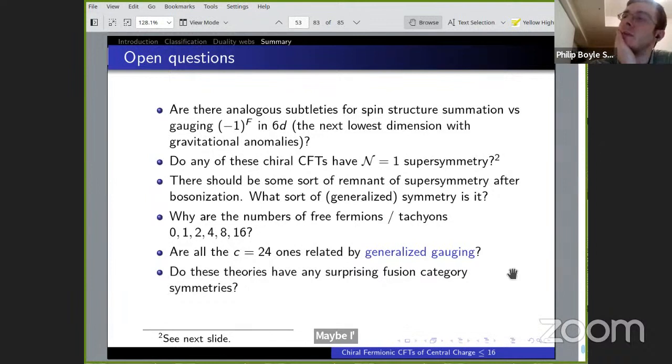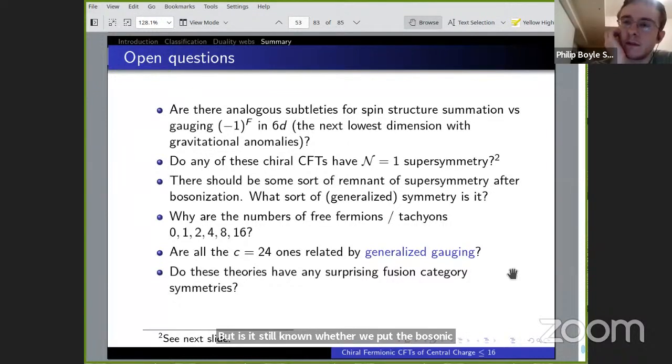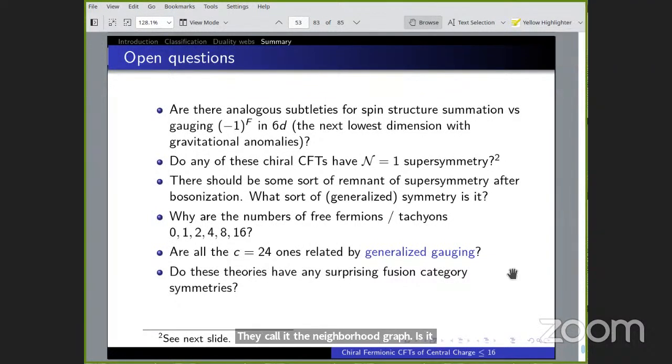Certainly all the fermionic ones they construct. Well, as a general rule, the fermionic ones must all be reachable from the bosonic ones by fermionization, bosonization. But is it still known whether the bosonic ones, so if you consider the graph, they call it the neighborhood graph. Is it true that this is connected?